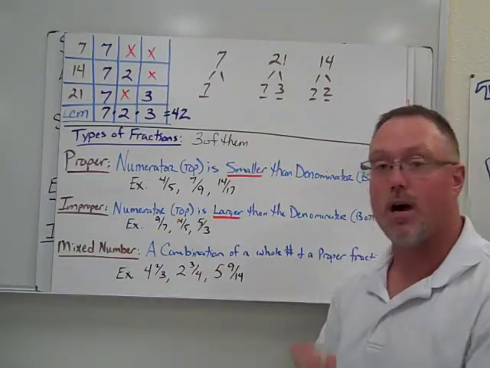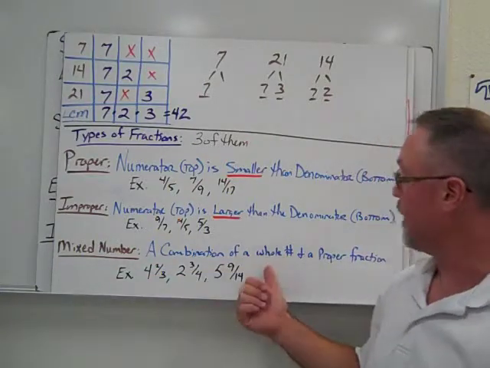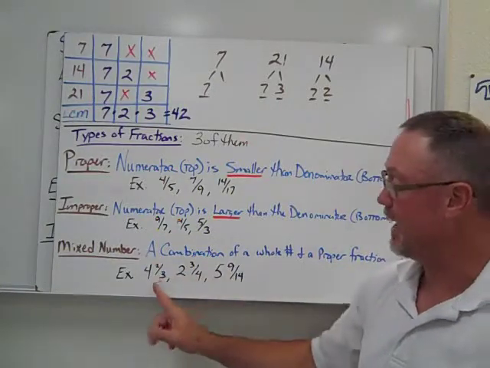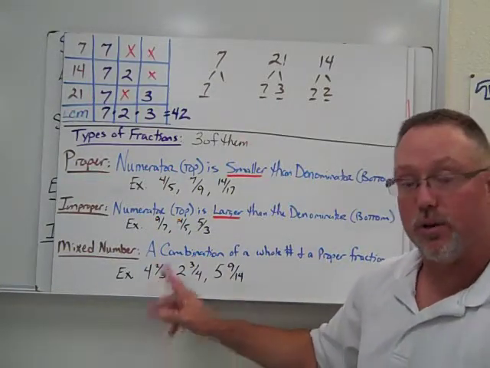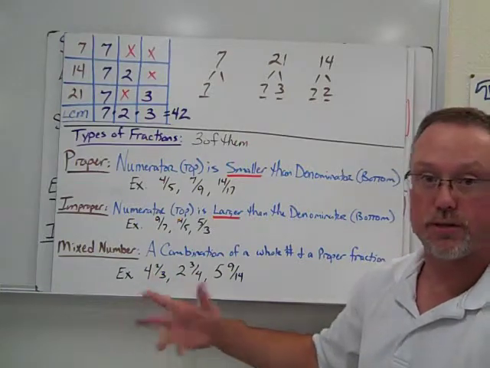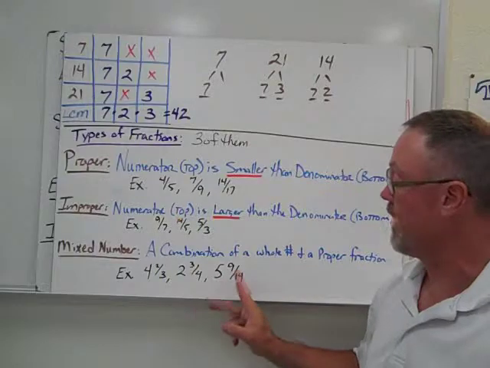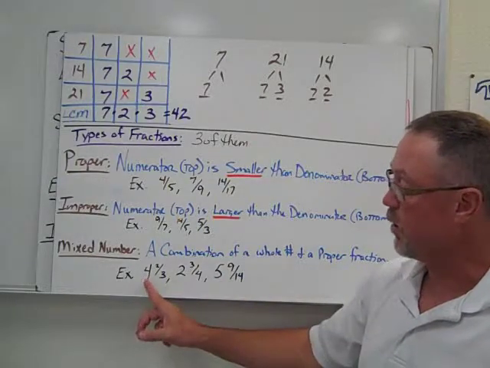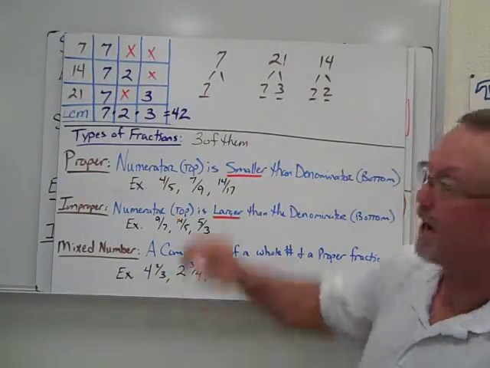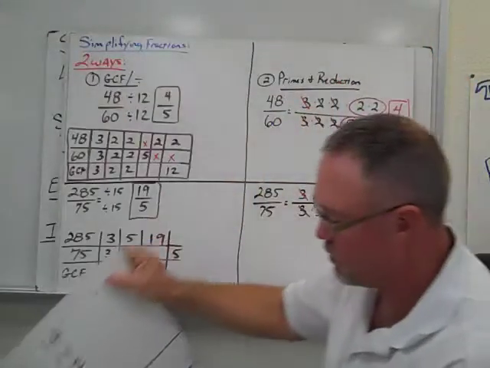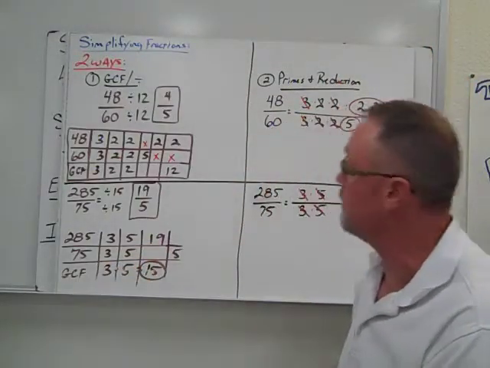Mixed number, we have a combination of 2 things. We have a combination of a whole number and a proper fraction. You cannot have an improper fraction here. You'd have to reduce it, which means you'd have to change it again. So it would be 4 and 2 thirds, 2 and 3 fourths, 5 and 9 14ths. So we have our whole number along with our fraction. So you're going to be asked to identify those as you go through the assignments.